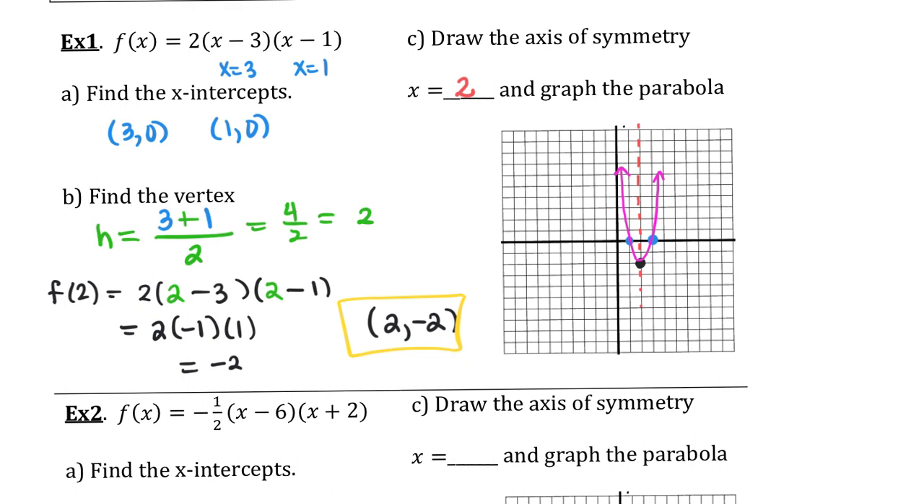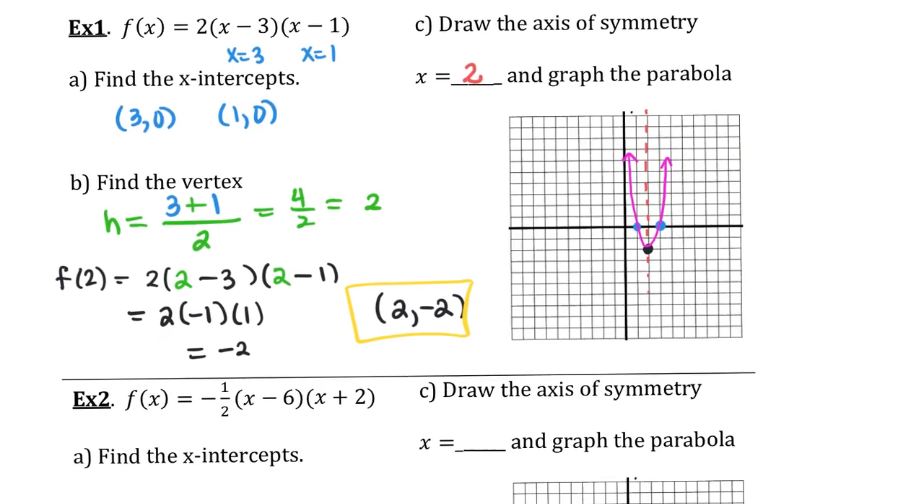Okay, so it looks something like this. If I go back to the original equation, the A value is the 2. This is opening up and it has a stretch of 2, right? 1 up 2, left 1 up 2. So that looks right. Let's do one more together and then you'll try them.